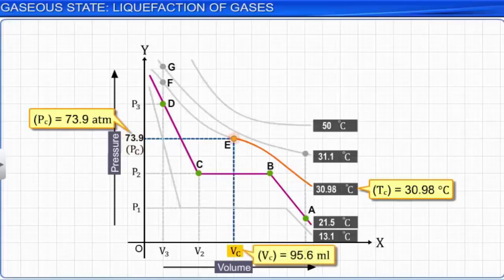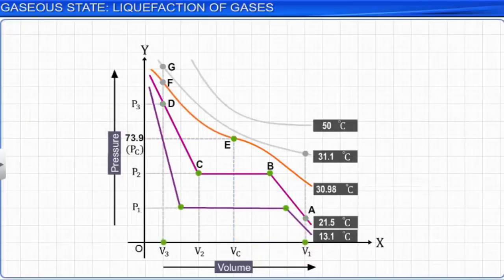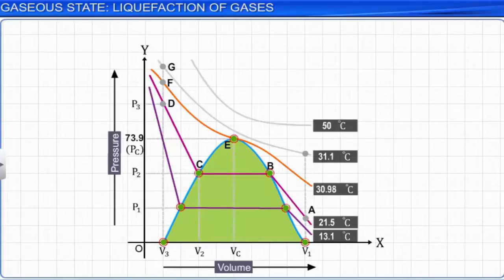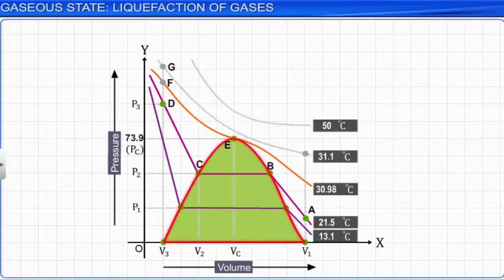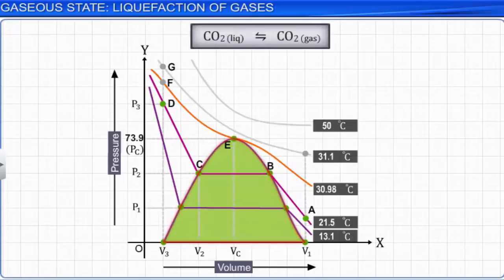As you can see, all the ends of the horizontal portions of the isotherms are joined to form a dome-shaped curve as shown here. Point A represents the gaseous state, whereas point D represents the liquid state. All points within the dome-shaped area represent the existence of liquid and gaseous carbon dioxide in equilibrium. All gases on isothermal compression exhibit the same behavior as shown by carbon dioxide.